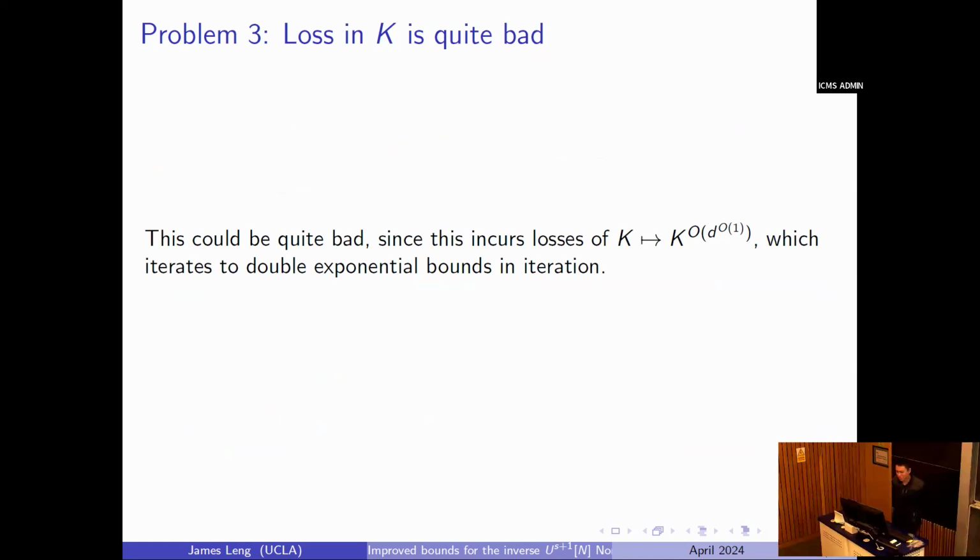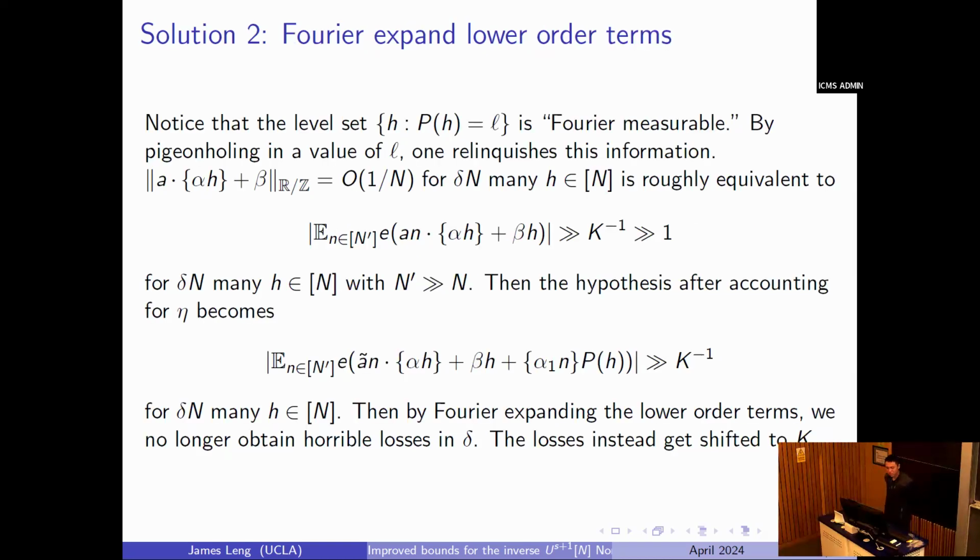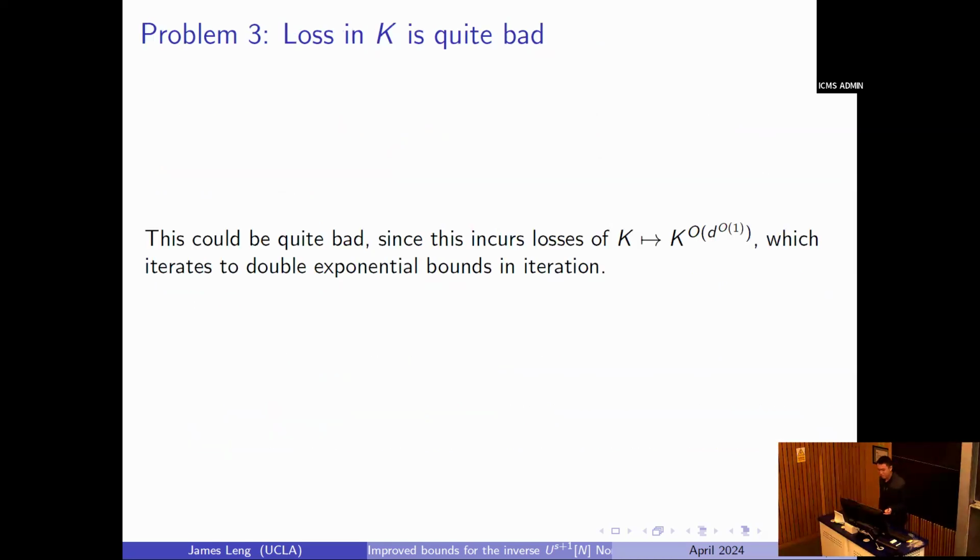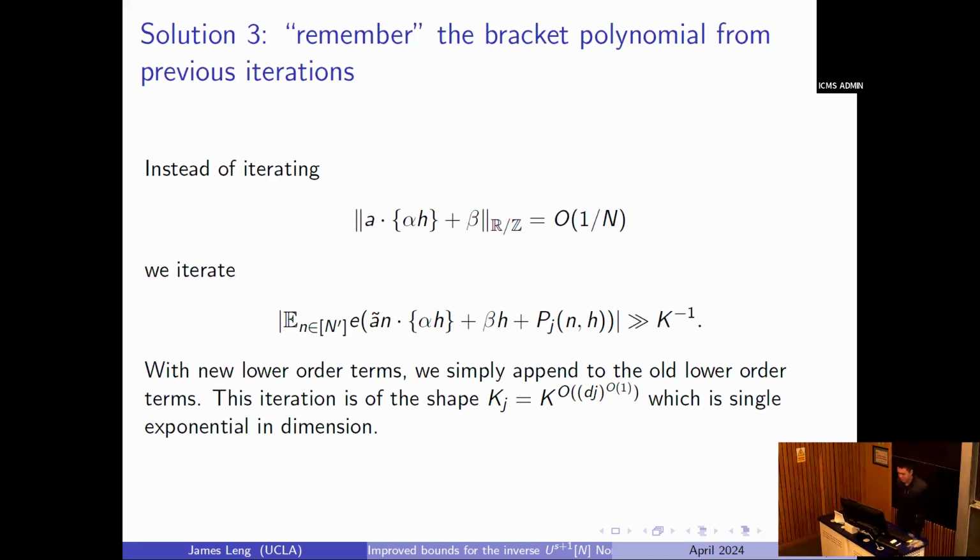And so that brings me to the third problem, which is that this loss in k is quite bad. What you did is you Fourier expanded this into lower terms. This might cost you, k goes to k to the d. And if you do this d times, this will also iterate to double exponential bounds. But the trick to fixing this is to remember the bracket polynomial every single time you iterate.